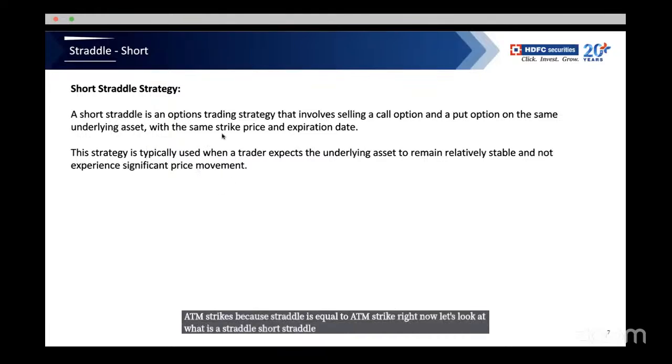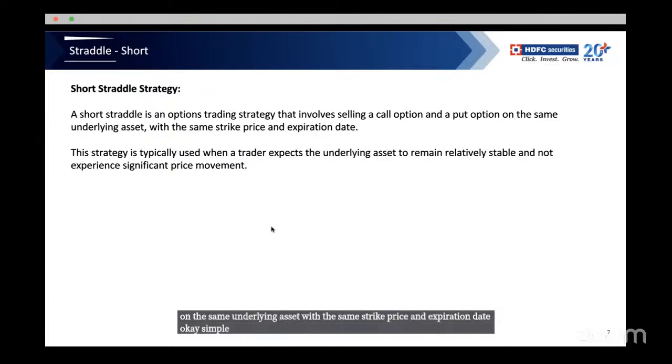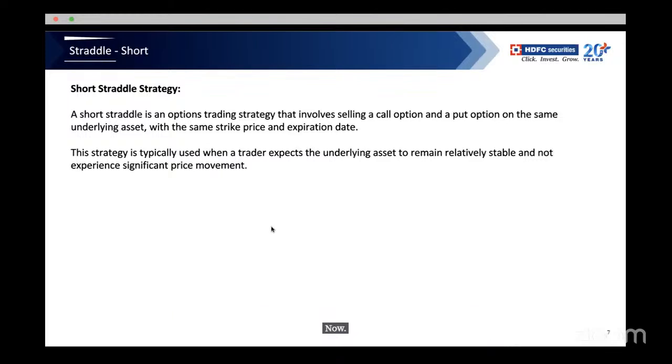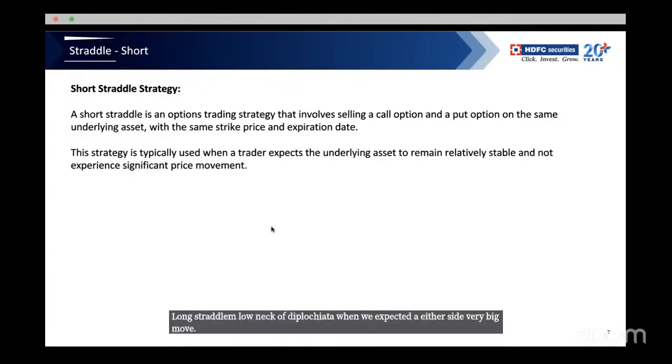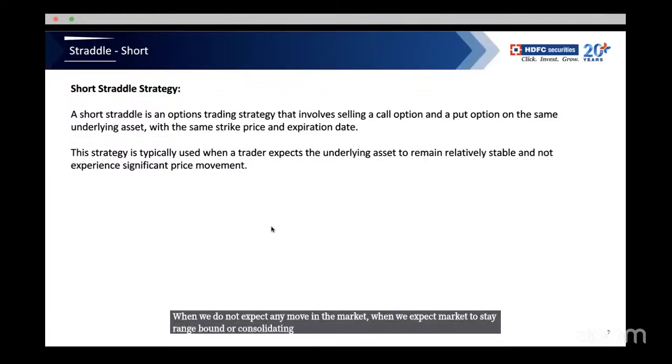Now, let's look at what a short straddle is. A short straddle is an option trading strategy that involves selling a call option and a put option on the same underlying asset with the same strike price and expiration date. Okay, simple. Now, when to deploy a short straddle? When did we deploy the long straddle? When we expected either side a very big move, right? So this is just opposite to that. When we do not expect any move in the market, when we expect the market to stay range bound or consolidating or very boring, no movement at all, okay? So that kind of market is ideal for a short straddle.